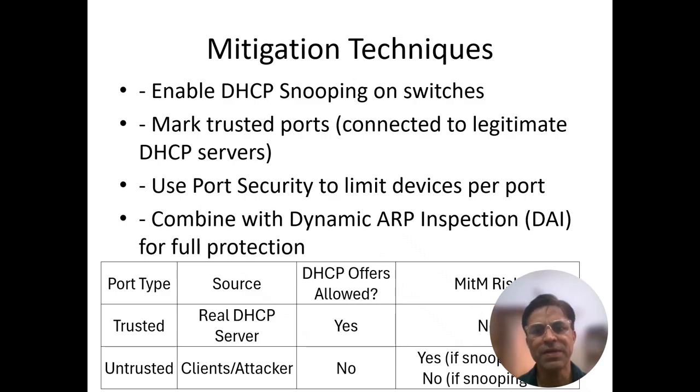Mitigation techniques. Enable DHCP snooping on switches. Mark trusted ports. Use port security to limit devices per port. Combine with dynamic ARP inspection for full protection. Untrusted ports are on the real DHCP server. DHCP offers, yes. Man in the middle attack is not possible.